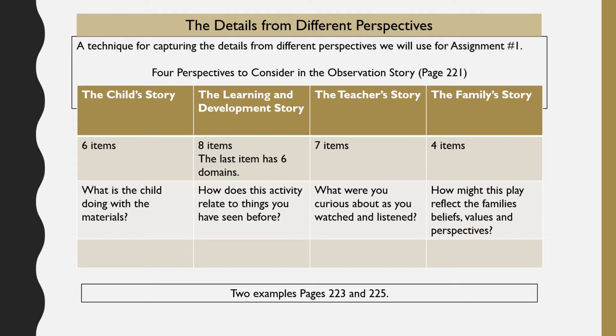The third column is the teacher's story. And there are 7 items here. And the first one is, what were you curious about as you watched and listened? And the last column is the family's story, and there are 4 items there. How might this play reflect the family's beliefs, values, and perspectives?